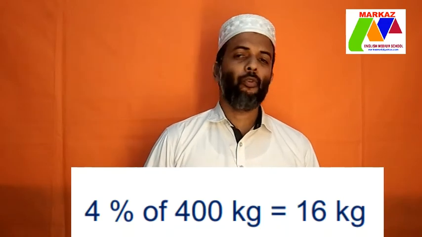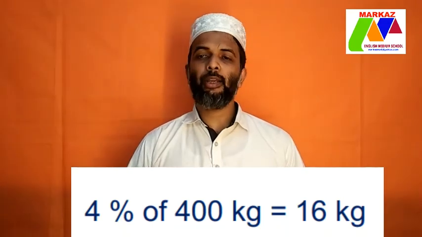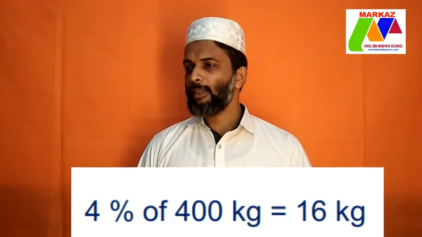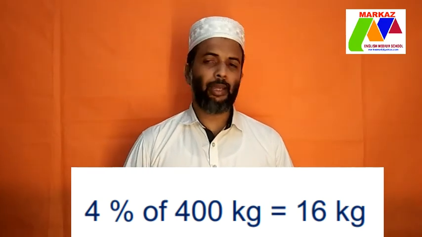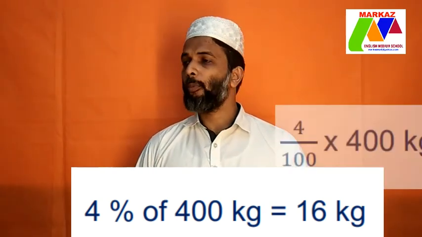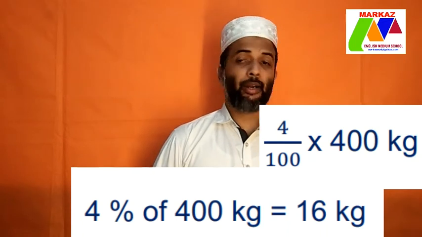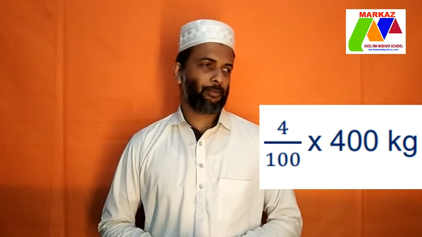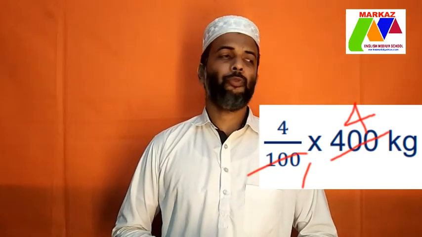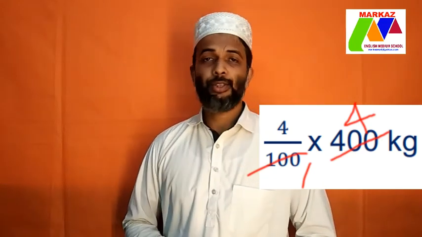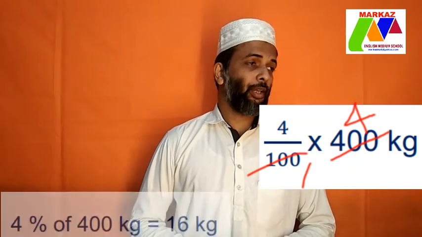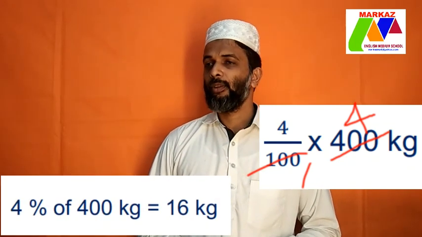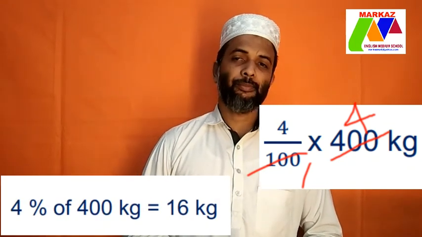Next one, 4% of 400 kilogram. Yes, 4% means 4 by 100. 4 by 100 into 400 kilogram. Simplify the fraction 400 and 100. So answer is 4 into 4 is equal to 16. Answer is 16 kilogram. All of you clear, students?